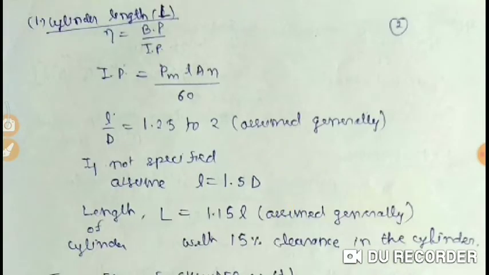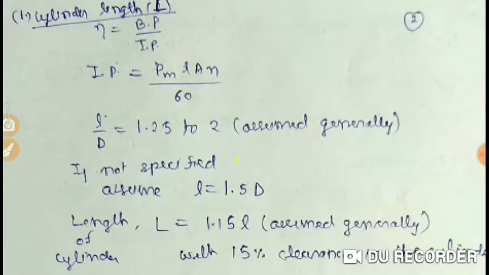Now first is the cylinder length L. Here first we can calculate the efficiency. You already know that it is output upon input, but in terms of IC engines, efficiency is the brake power upon indicated power. Because you know that brake power is always less than the indicated power, and brake power is the output that we get. In the test also, brake power is the output power. Now indicated power, you already know, is PM L A N divided by 60. So this is the basic formula for the indicated power.